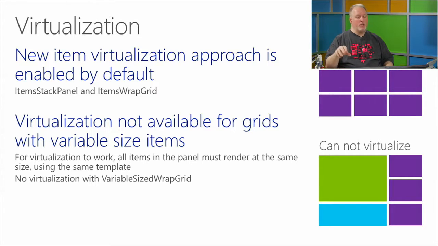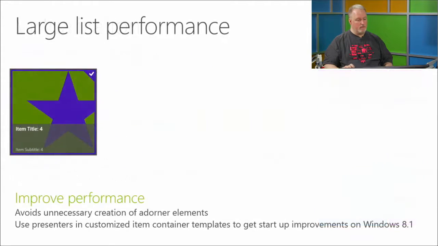Now, a little caveat about virtualization. In order to virtualize the containers and stuff that we're using, they need to all be the same size. You can't virtualize things that are variable size, because we can't reuse anything there. So keep that in mind when you're designing the UI. If you're dealing with thousands of elements or lots of things that are going to be displayed on screen, try to keep them all the same size. You'll get the best performance out of that.